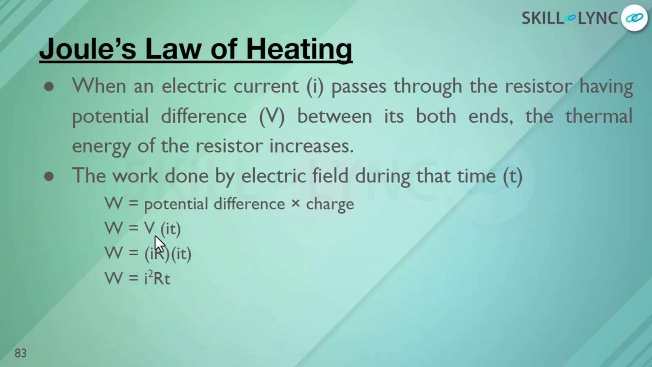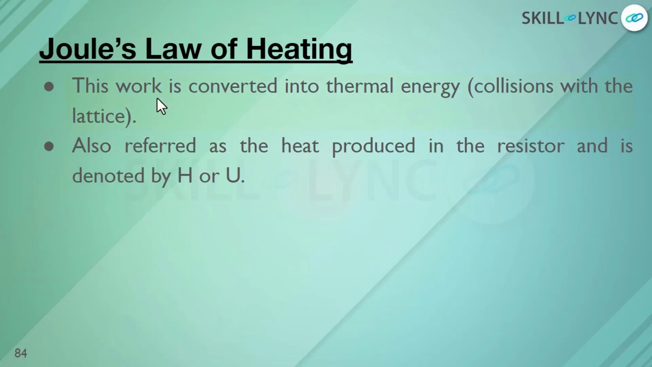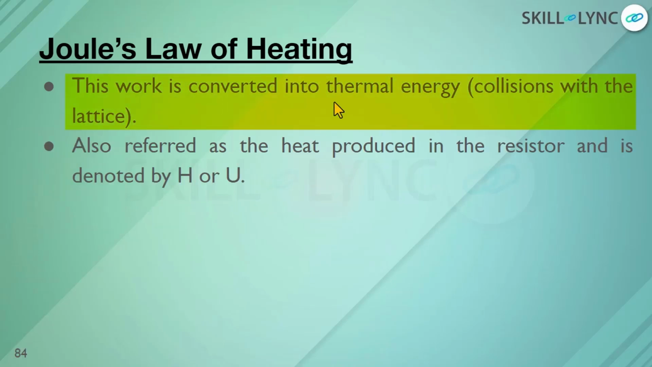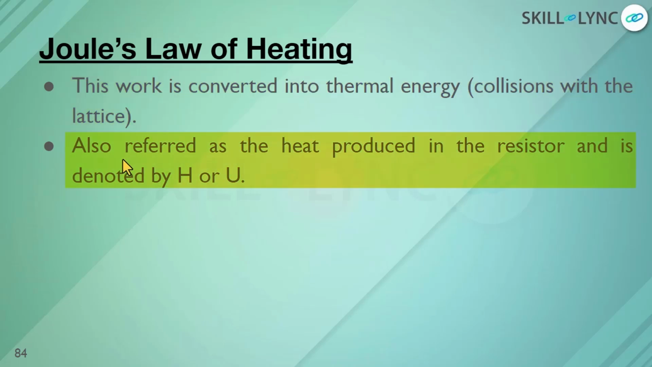From Ohm's law, we know that V can be written as IR. Further, simplifying this equation, we can write that work done is I square Rt. This work is converted into thermal energy due to the collisions with the lattice, also referred to as the heat produced in the resistor, and is denoted by capital H or capital U.